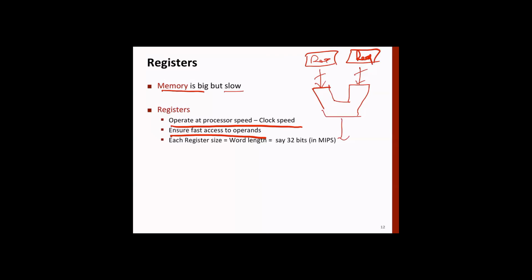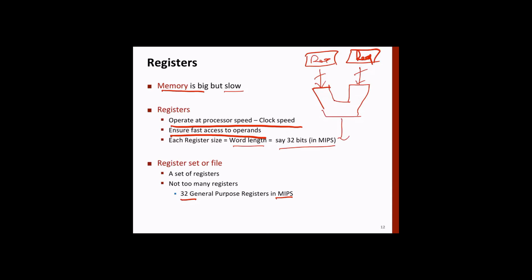Now remember that a register is the same size as the word length. That's how microprocessors are designed, right? Say 32 bits in the case of MIPS. And registers are not just 1 or 2. Each microprocessor has a set of registers. For example, in MIPS we have 32 registers. Earlier Intel 86, if I remember correctly, had 8 registers, and these registers are of word size.